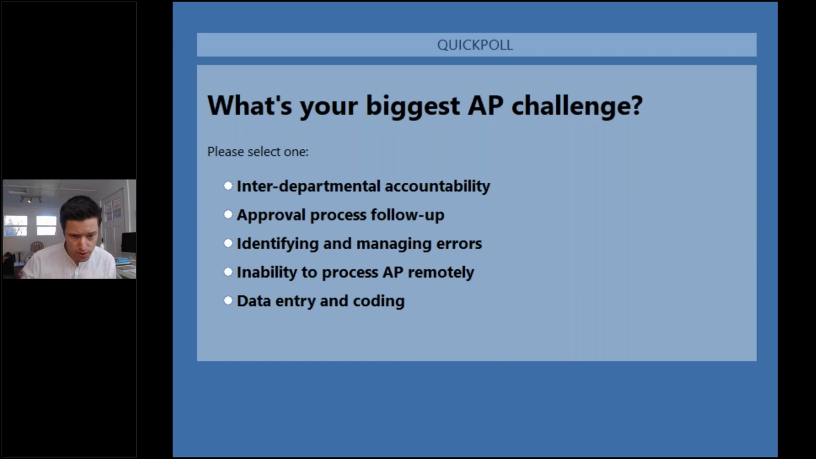So I believe the poll's up now, and I'll just read them out for you. First is interdepartmental accountability, or the lack thereof, approval process follow-up, identifying and managing errors in the process, inability to process AP remotely, and then the data entry and coding piece. So I'll give you guys a bit of time here to answer, and then I'll get BAASS to pull it up for us. And you might have others off the list, but we'll get to those later.